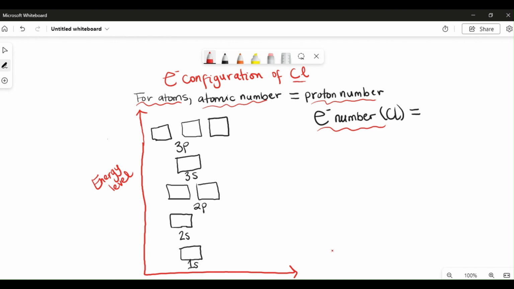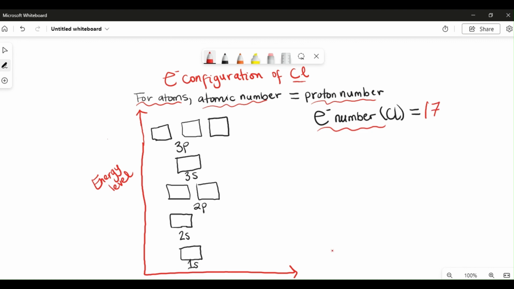So the atomic number of chlorine is 17, and that's going to equal the number of protons of chlorine, which is 17. Hence, that equals the number of electrons for chlorine to be 17. So the atomic number is equal to the number of electrons, which is 17.